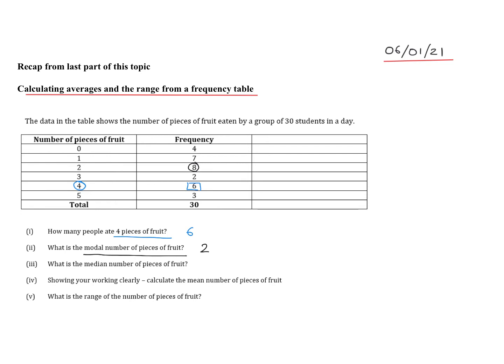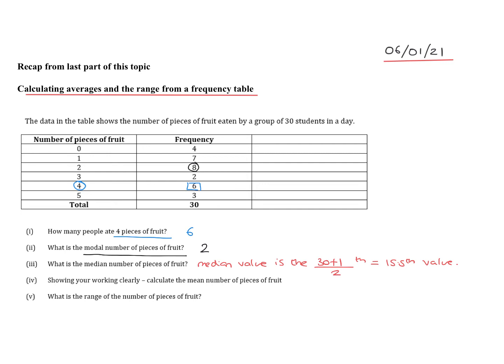Now, what is the median number of pieces of fruit? So we know that the total frequency is 30. So the median value is the 30 plus 1 divided by 2 value. So that is the 15.5th value, which means that the median is in between the 15th and the 16th value. So halfway between the 15th and the 16th value.